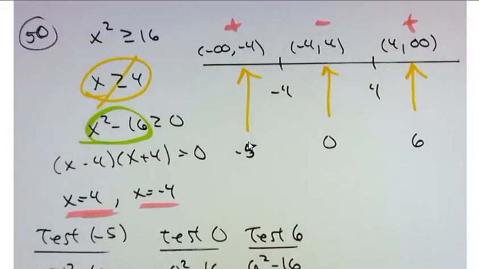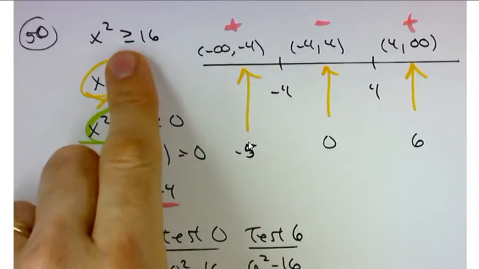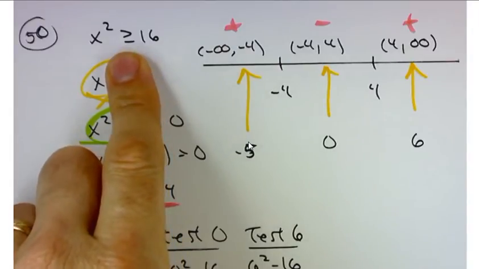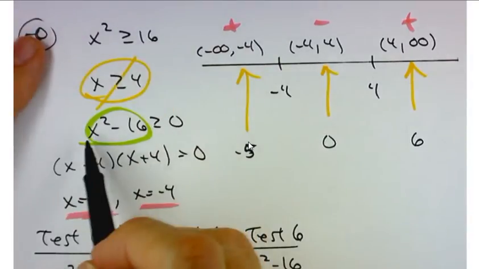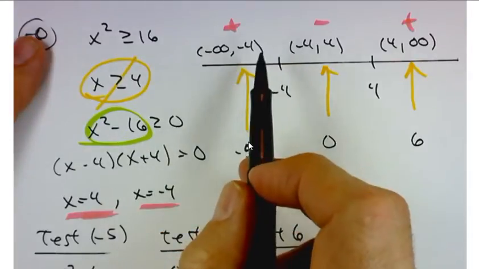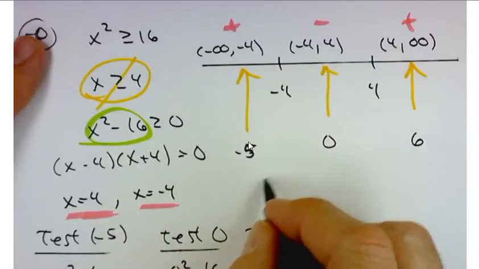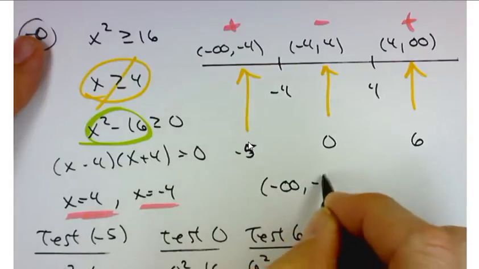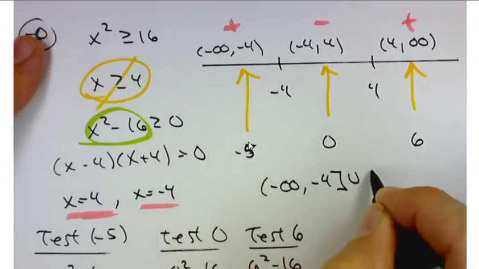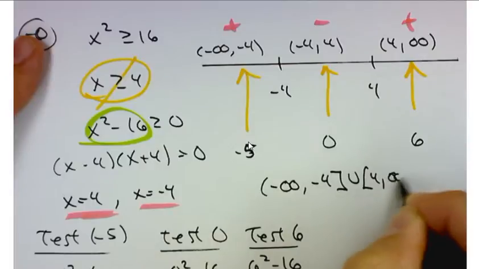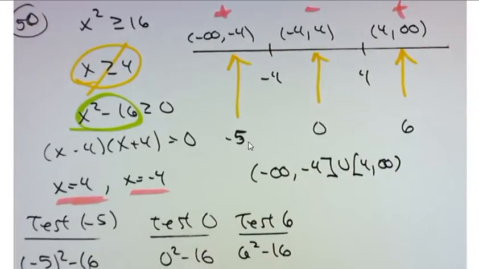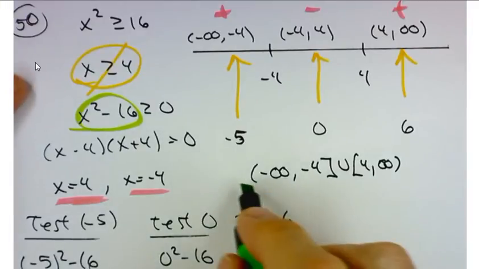Now, there's a little something that's different about this one as opposed to our previous two. What is it? What's different? Yeah, because of the greater than or equal to, these numbers can actually make this expression equal to 0, and that's fine. And that's going to happen at negative 4 and 4. So negative infinity to negative 4, bracket, union, 4 to infinity. Infinity and negative infinity always get a parenthesis. In this case, the 4 and negative 4 get a bracket.